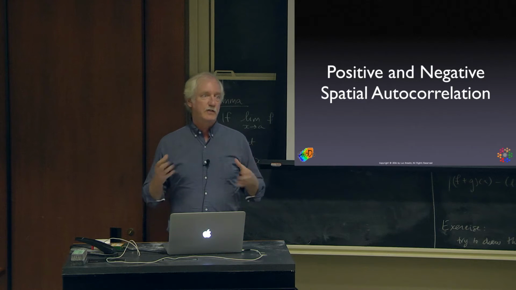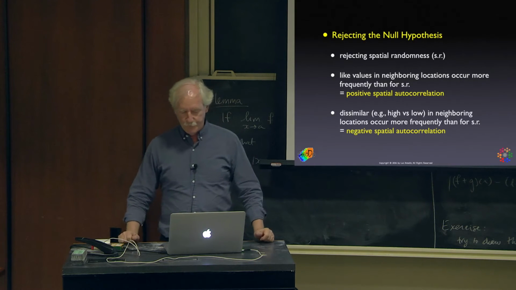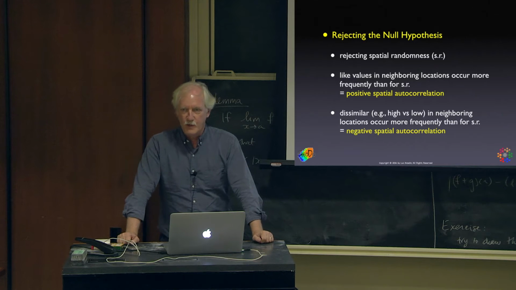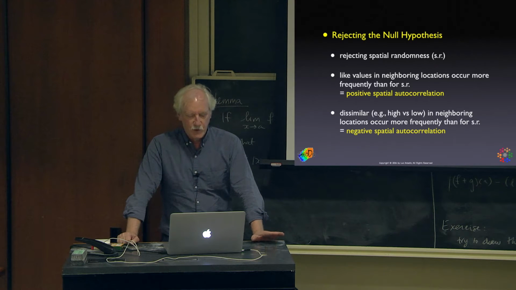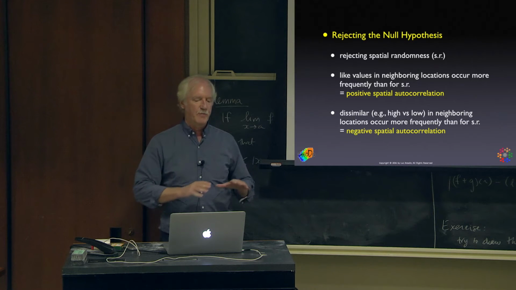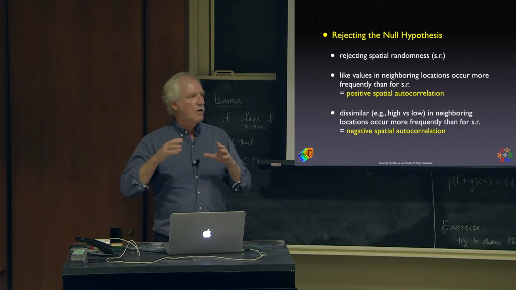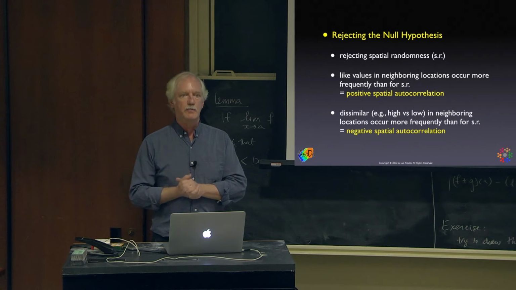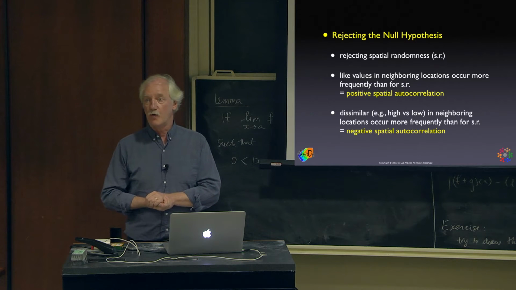And then the question is, what is the alternative hypothesis, right? So we actually have two. One is intuitive, the other one is not. It maybe becomes intuitive after you think about it for a while, but it's not directly intuitive. So you reject spatial randomness, which means you lean towards discovering structure. One type of structure is when you have like values in neighboring locations more often than you would expect under spatial randomness. In standard terminology, we call this clusters or clustering.